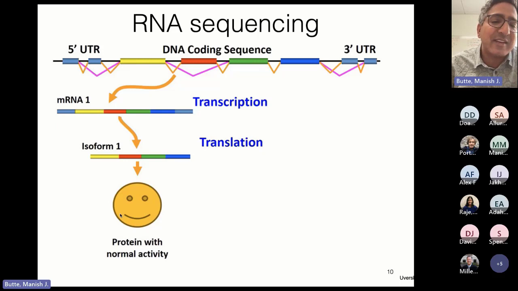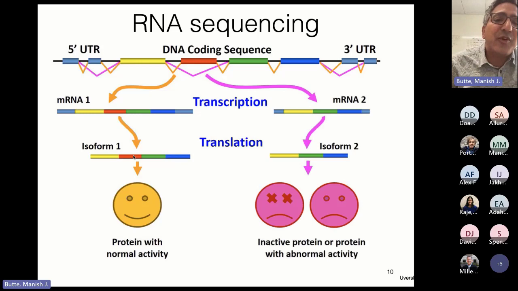Now, let's say the key activity of this enzyme is in the red exon. That's where the catalytic site is, where it chews up some substrate and turns it into something else. If there's a mutation in this intron here, not in the coding sequence, but in the intron, then you may end up with a weird splicing pattern where the red exon is not included in the splicing, in which case you'll end up with a transcript that looks like this, yellow, green, blue, missing the red, and the protein that's formed lacks the enzymatic activity.